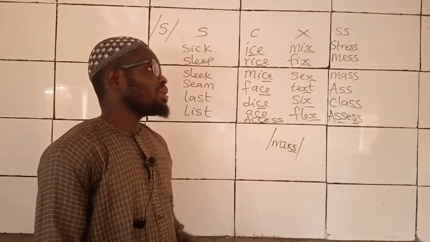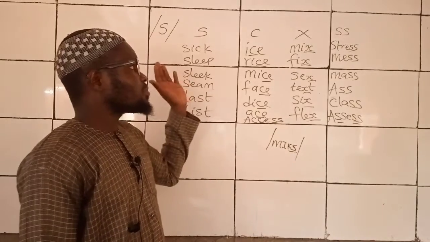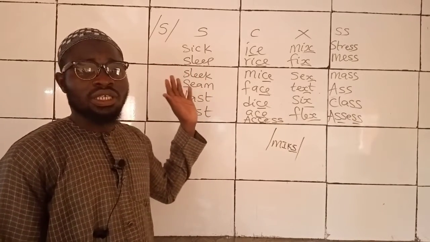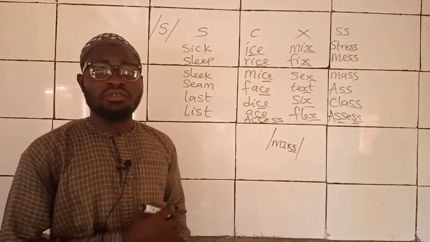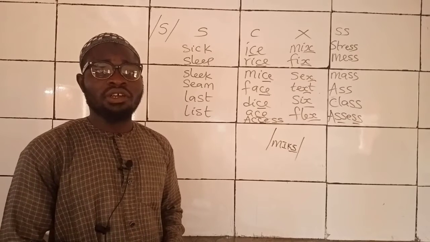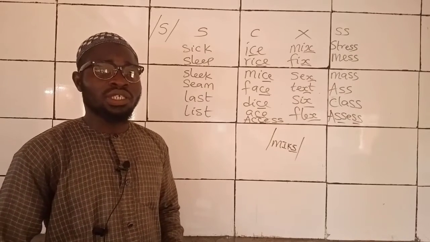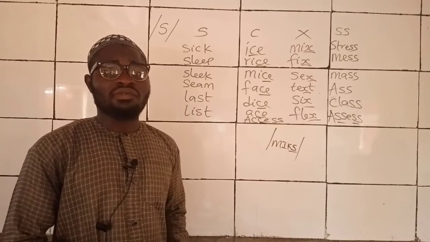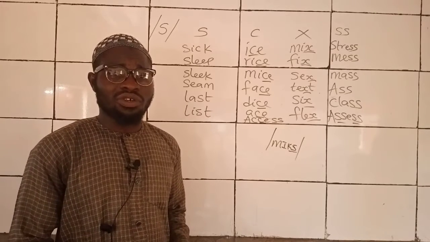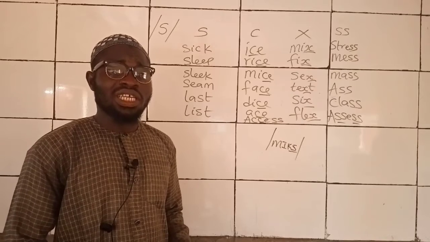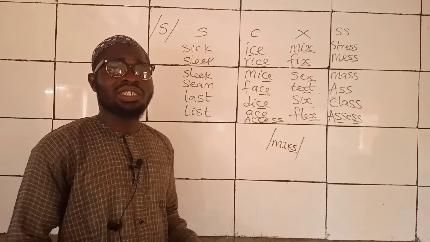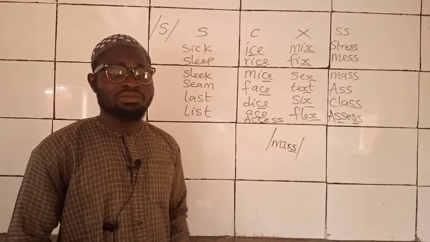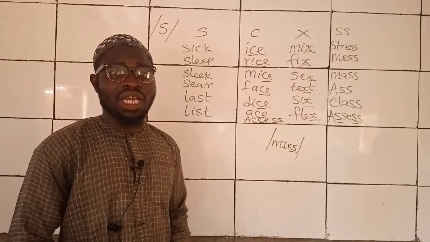So these are the letters or representations of this sound known as the voiceless alveolar fricative, otherwise known as the sibilant. This sound has no exception. That means wherever letter S or letter C is found, it is either realized as S or realized as another sound. That means it can never go silent.